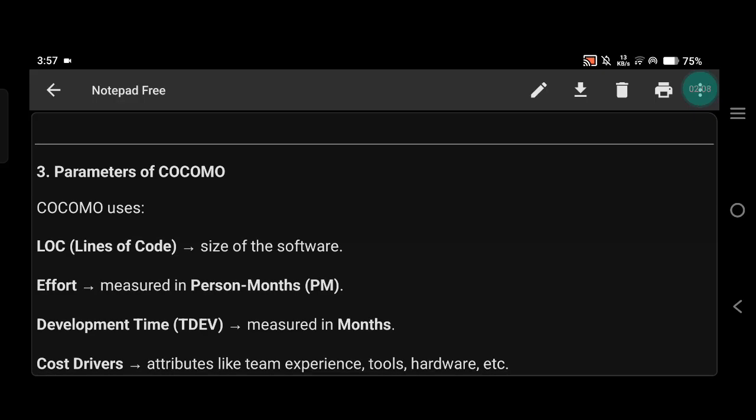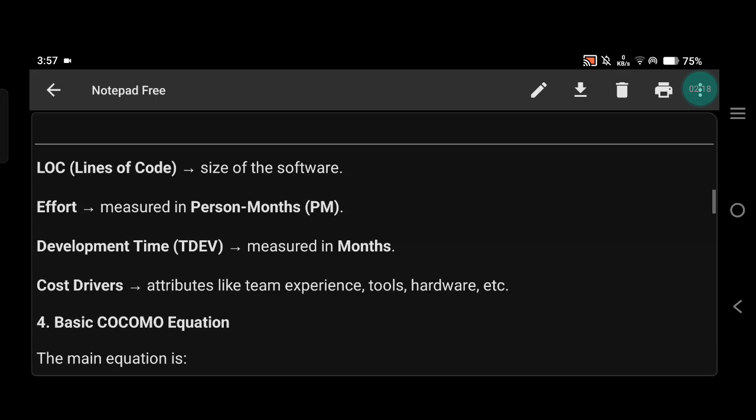Parameters of COCOMO. COCOMO uses LOC, lines of code, the size of the software. Effort, measured in person months, PM. Development time, TDEV, measured in months. Cost drivers, attributes like team experience, tools, hardware, etc.